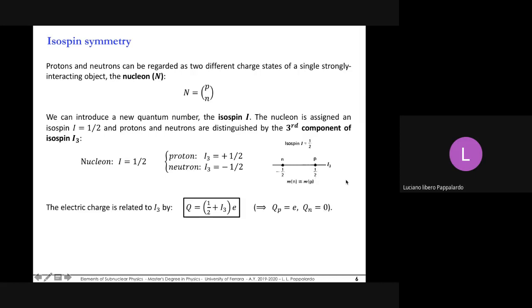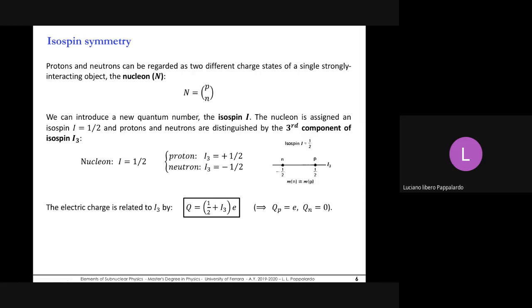Now, the electric charge is related to the third component of isospin through this simple relation. So for instance, for the proton, you put a plus 1/2 here, and 1/2 plus 1/2 gives you 1, which is exactly, in absolute value, the charge of the electron. For the neutron, you put a minus 1/2 here, so this goes to 0, and in fact, the charge of the neutron is 0, okay? This, of course, applies to any hadron that contains up and down quarks.